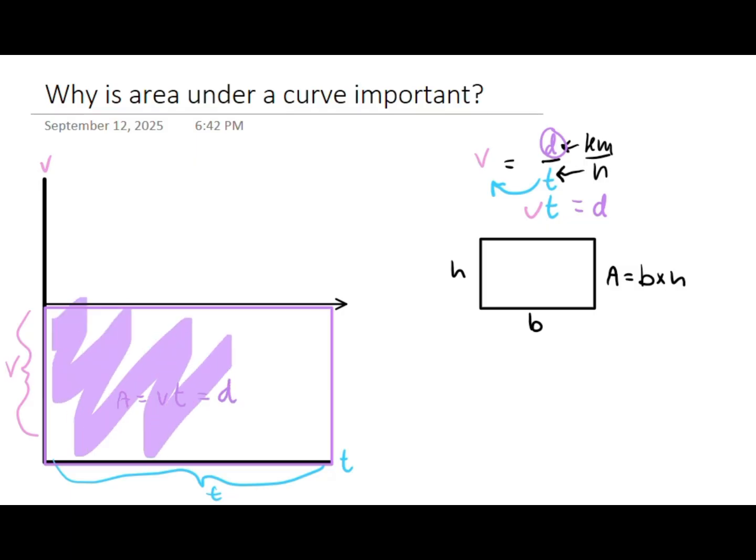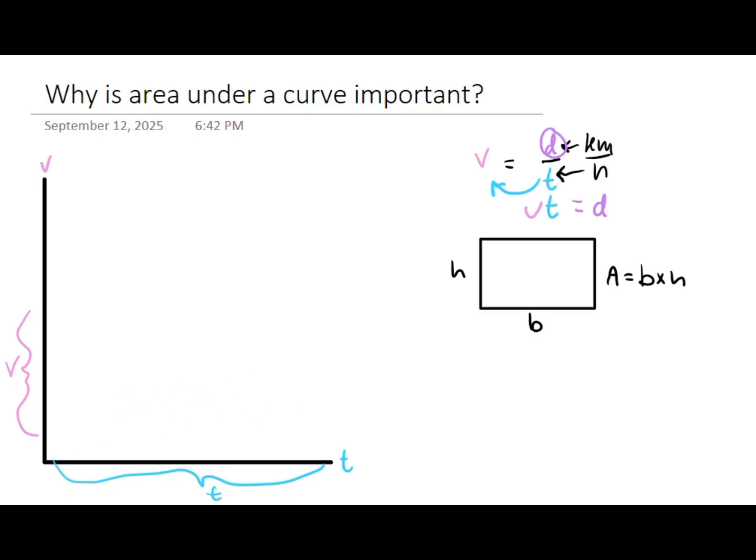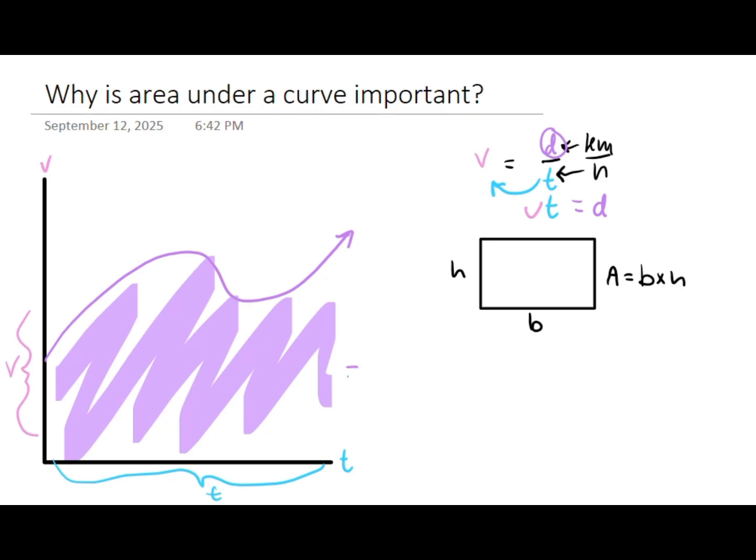So by getting the area under a curve, even if it's not a rectangle, even if it's some funky speed-time graph, the area under the curve is always going to tell us the total distance. So that's why this is so helpful.